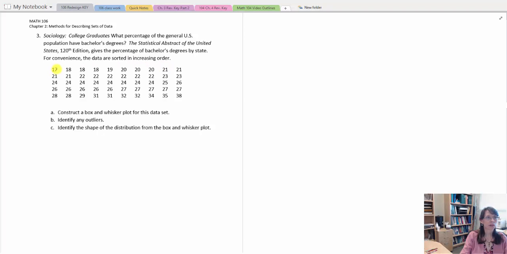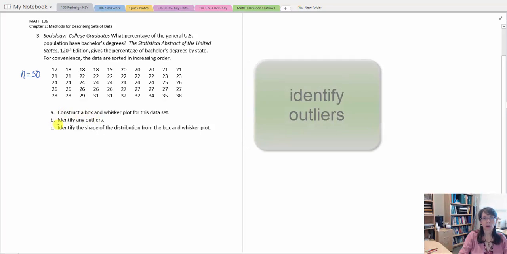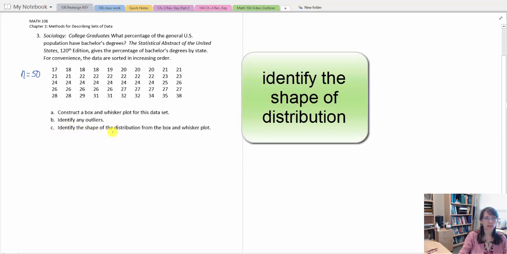So we have a percentage for each state. We've got 10 across, 5 down. So we know we have 50 measurements. And we're going to be doing 3 things. We're going to first construct a box and whisker plot for this data set, which is also known as just the box plot. For part B, we'll identify any outliers. And last, we'll identify the shape of this distribution from the box and whisker plot.